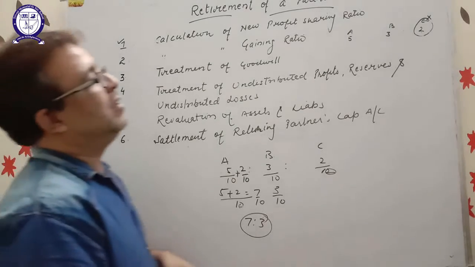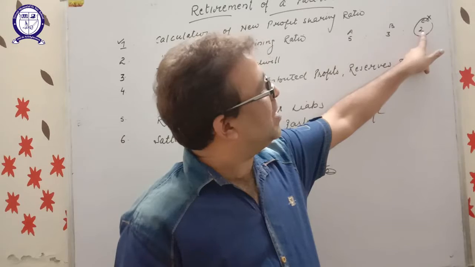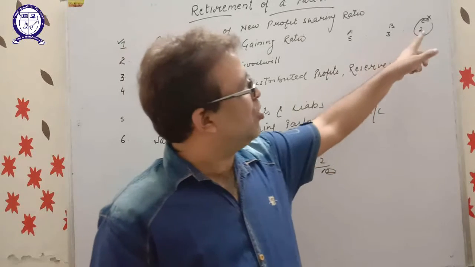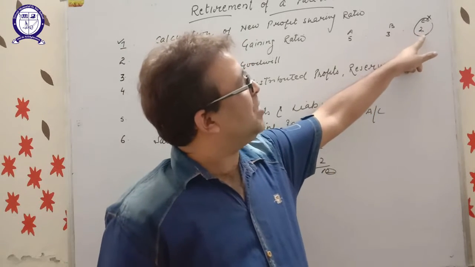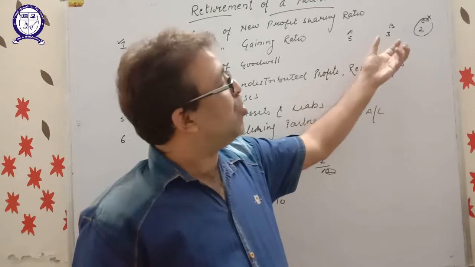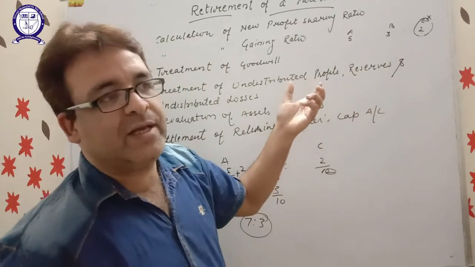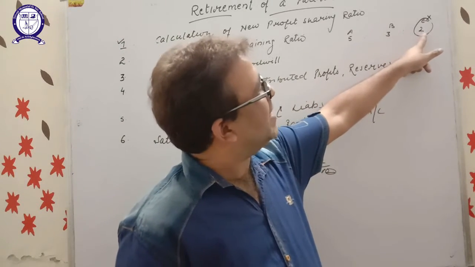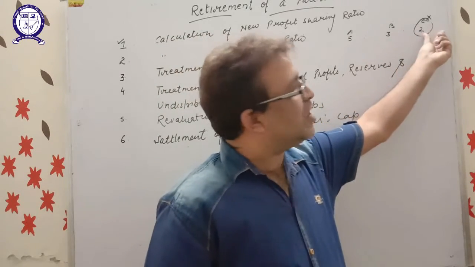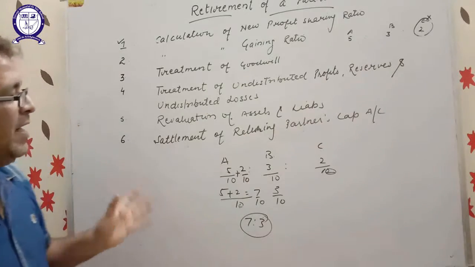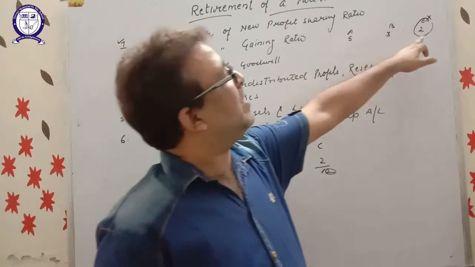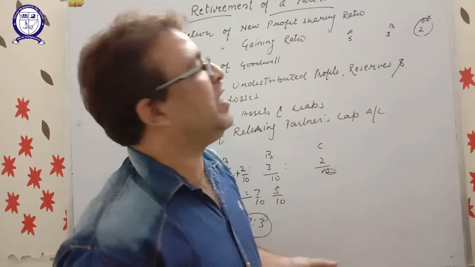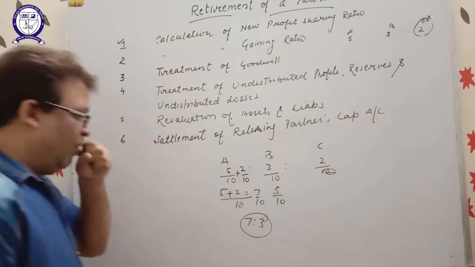Second point: when C's retiring share is taken up by A and B in equal ratio. Suppose C's share is 2 by 10 and it is taken up by A and B equally. So you don't have to calculate gaining ratio in that case, as the gaining ratio is given in the question. C's share 2 by 10 is taken by A and B equally, so the gaining ratio will be equal. And the third condition is when the retiring partner's share is taken up by A and B in a specific ratio. That specific ratio will be treated as the gaining ratio of A and B.